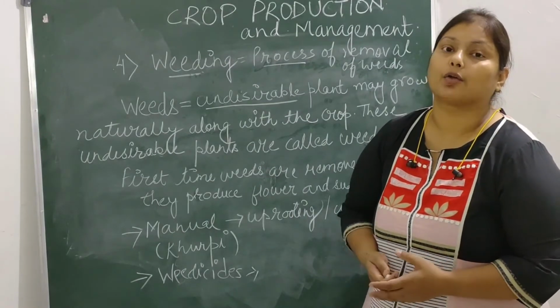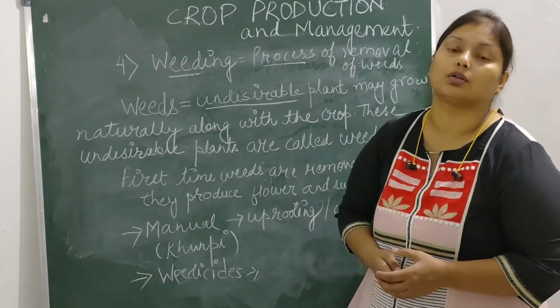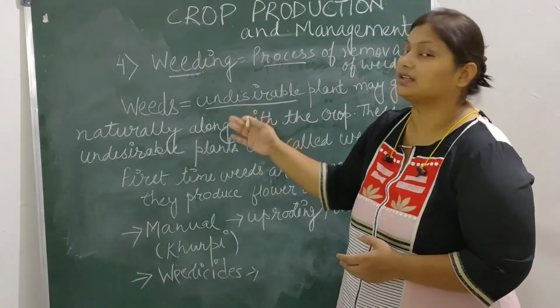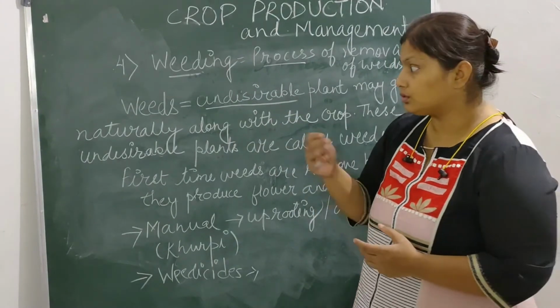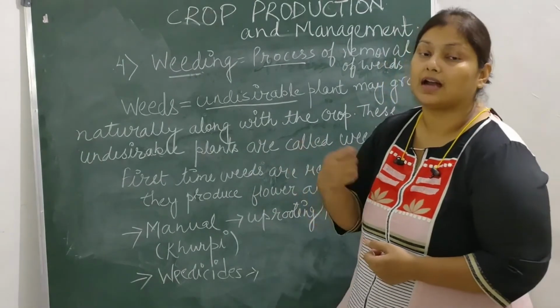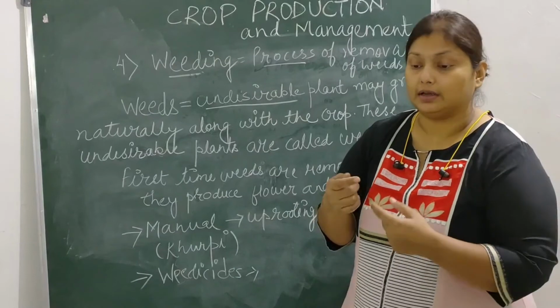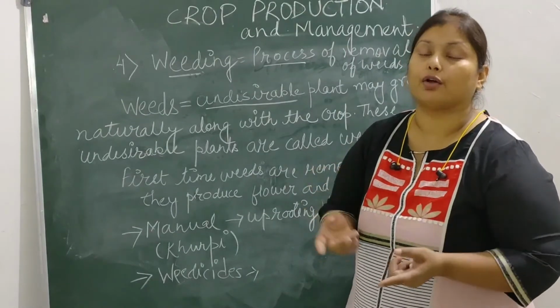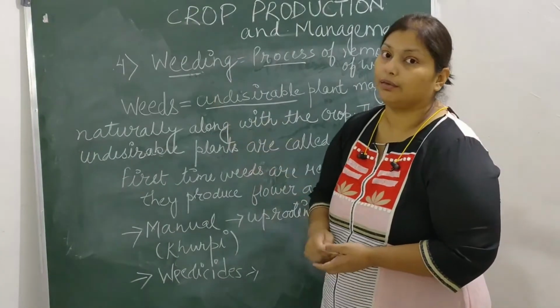And also there is competition for space, so they also restrict the development of the plant. So this step is very important: to remove the grasses, to remove the unwanted plants from the nearby area of your main crop. So these are the main things about weeding.